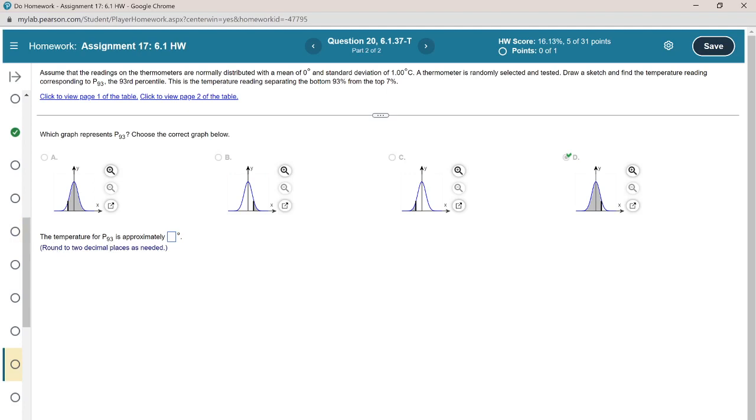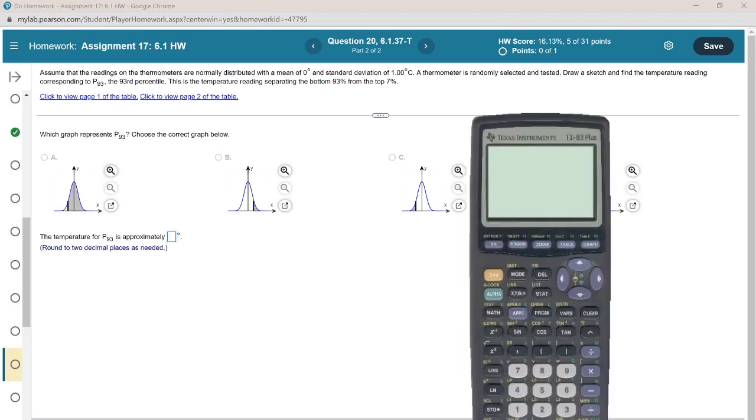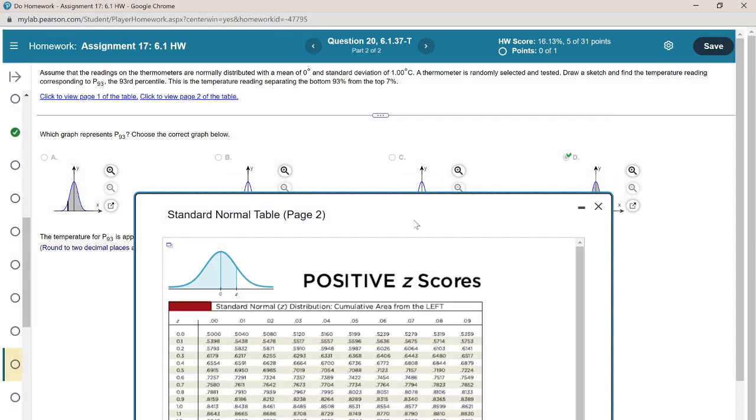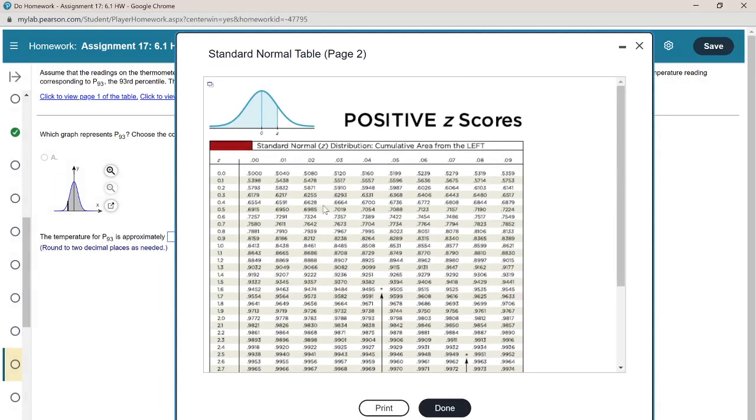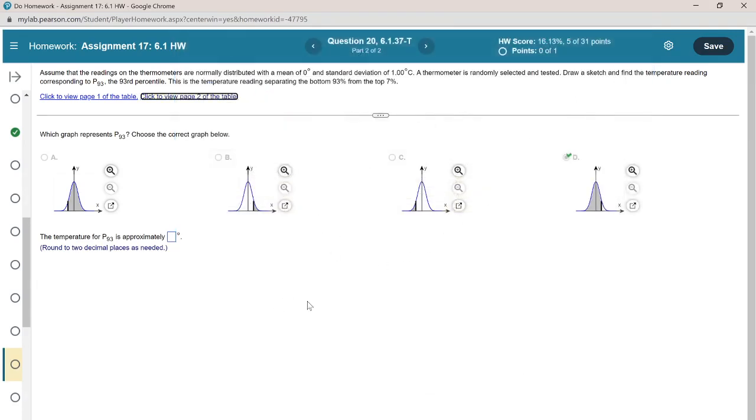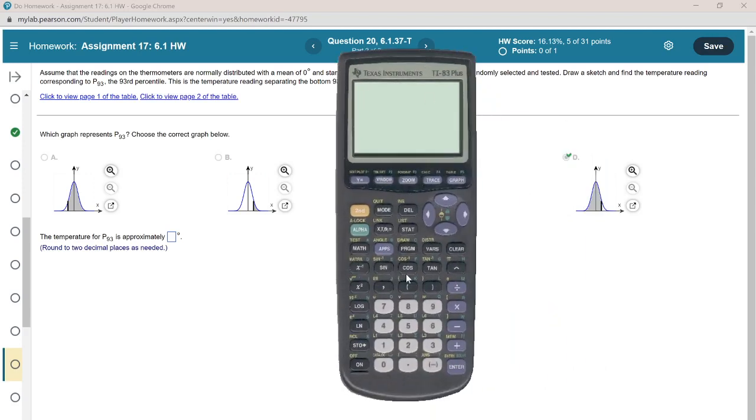The temperature for P93 is approximately... to find the temperature here, we're trying to find the Z-score. We know the area to the left is 0.93, that is 93%. For finding the Z-score, we can use the table. The area is given as 0.93, so you are going to find 0.93 inside this table. 0.90 is here, 0.91 is here, 0.93 starts somewhere here. This is the first one, 0.9306. For this, the Z-score is 1.4 from the first column, and then this row 0.08, so it's 1.48.